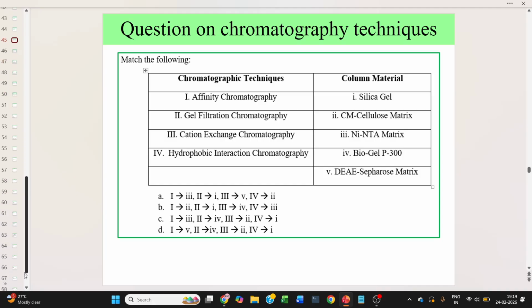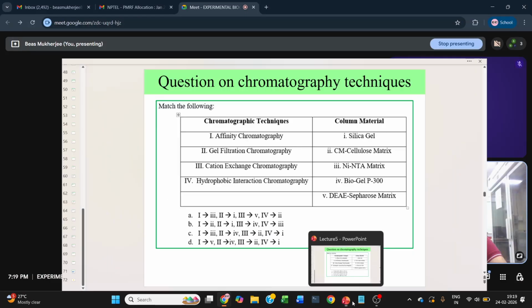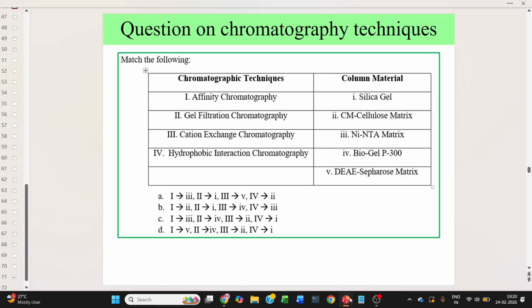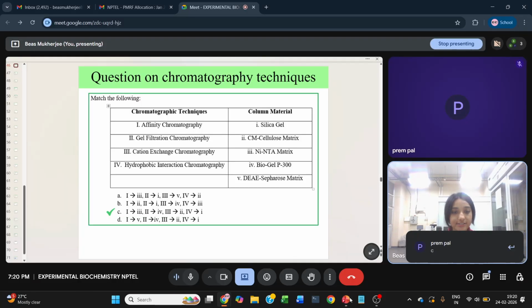Okay. We have a few more questions. We have a lot of questions today. Okay. So match the following. Try matching. Affinity chromatography, gel filtration chromatography, cation exchange chromatography, hydrophobic interaction chromatography. And we have the different matrix materials. There is silica gel, there is CM cellulose, there is Ni-NTA matrix and biogel P300, and we have DEAE Sepharose matrix. So how are you going to match C? Let's see. Yeah, very good. So C is the right answer. Perfect.